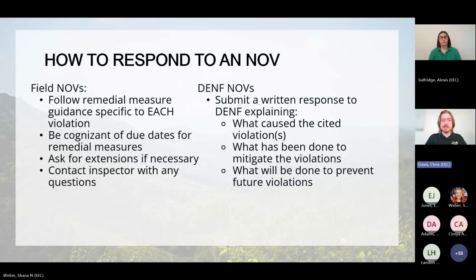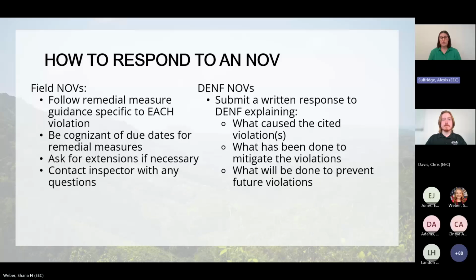And then Alexis is going to take over here and break down how to respond to an NOV. Thanks, Chris. So we have looked at an NOV, we've seen all the sections, how to read them properly. I'd like to talk a little bit more about how to respond to them appropriately. So we've divided it into 2 separate sections.